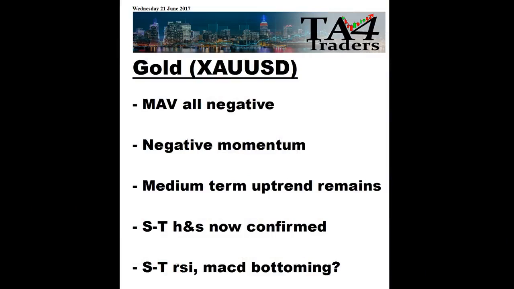Here are the key points to look out for on the gold charts. All the moving averages are looking negative on the daily, also showing negative momentum on the daily. However, the medium-term uptrend does remain in place. On the short term, there was a head and shoulders, now confirmed, and also you need to keep an eye on that RSI and MACD. We did have a non-confirmation perhaps, and they may be showing a bottoming picture.